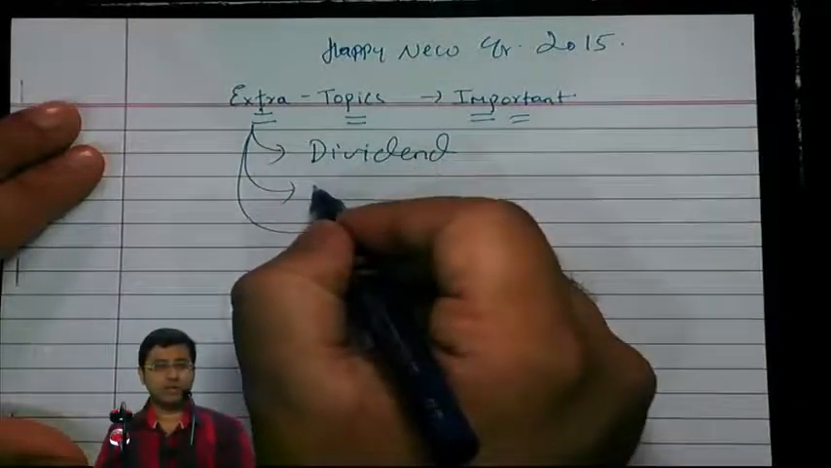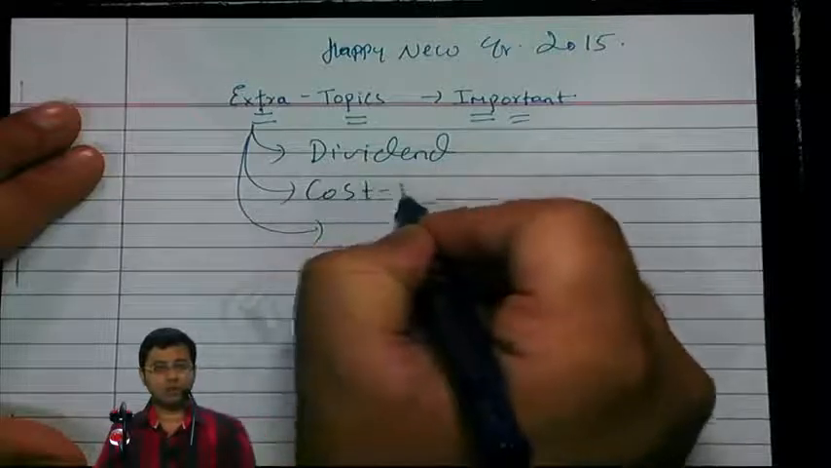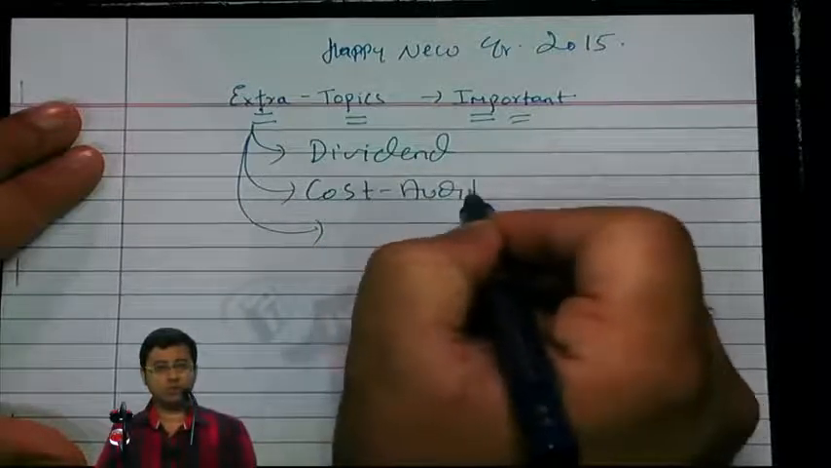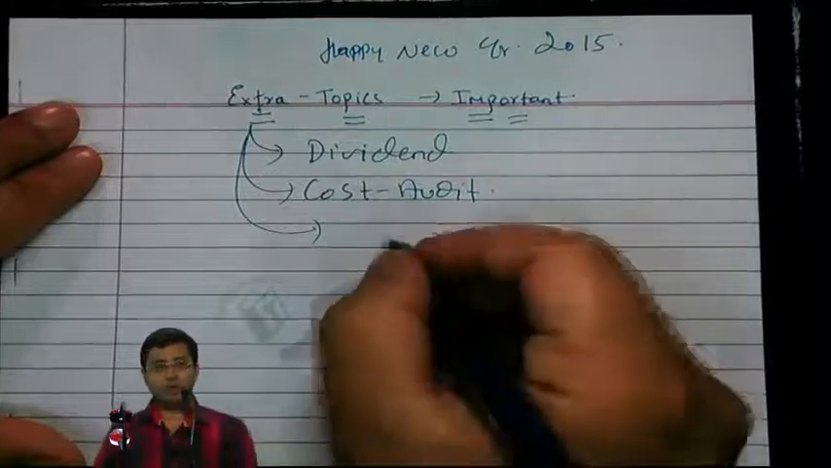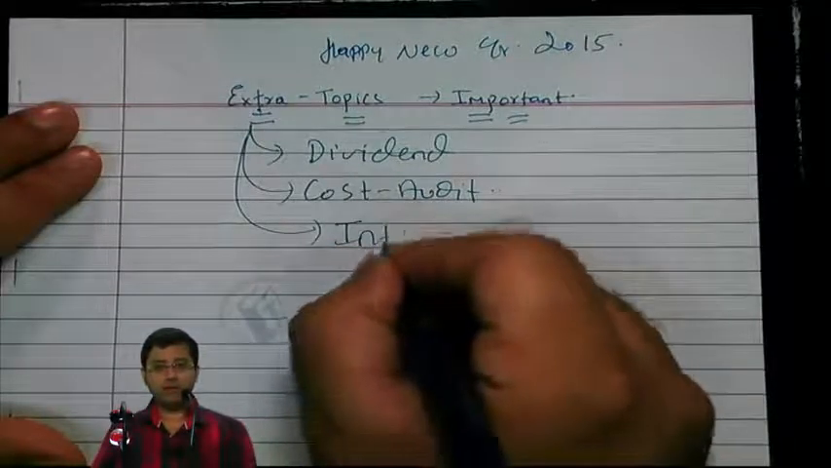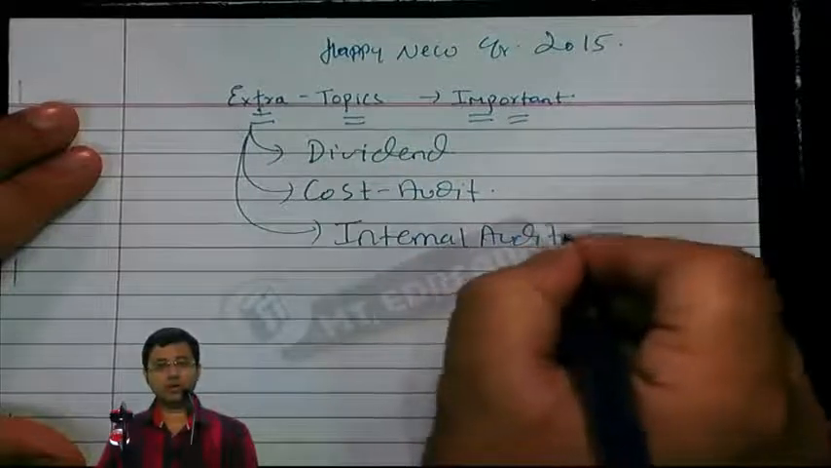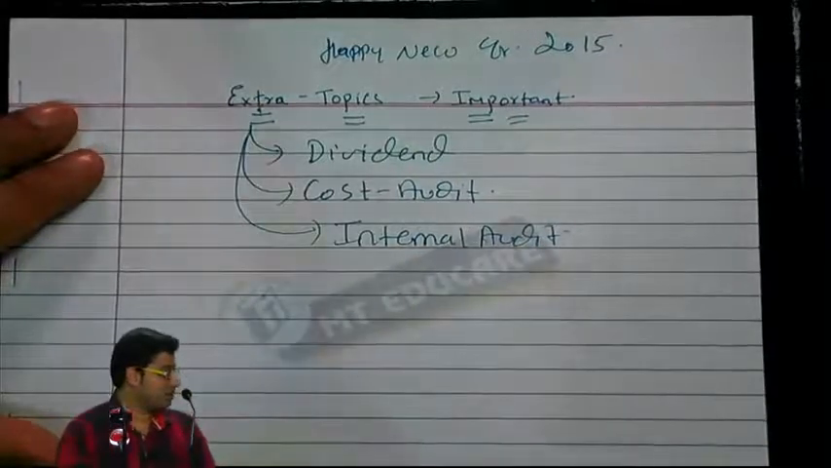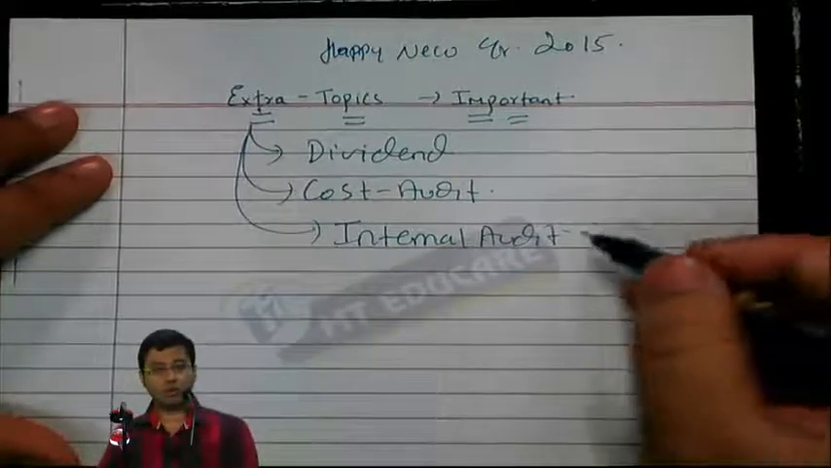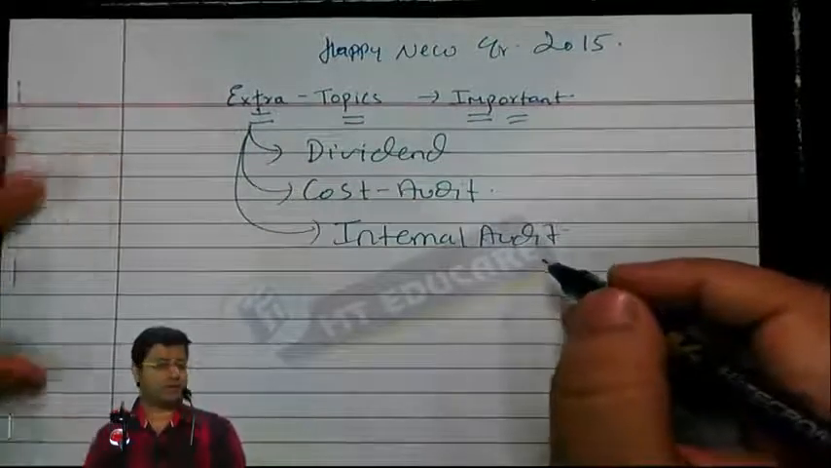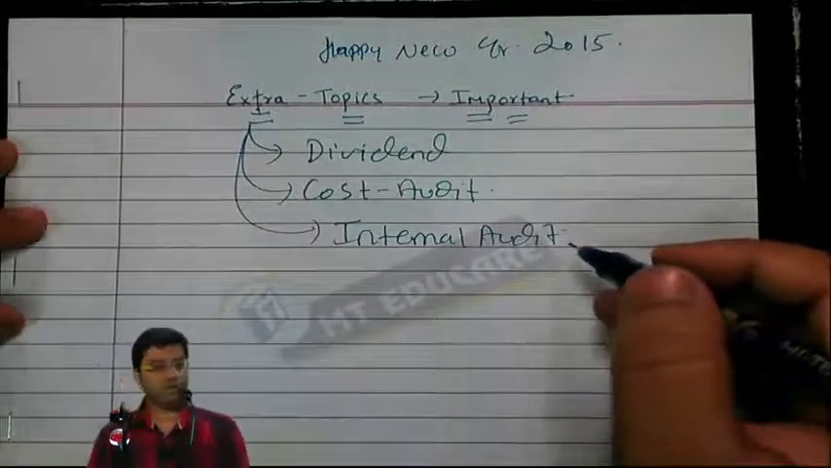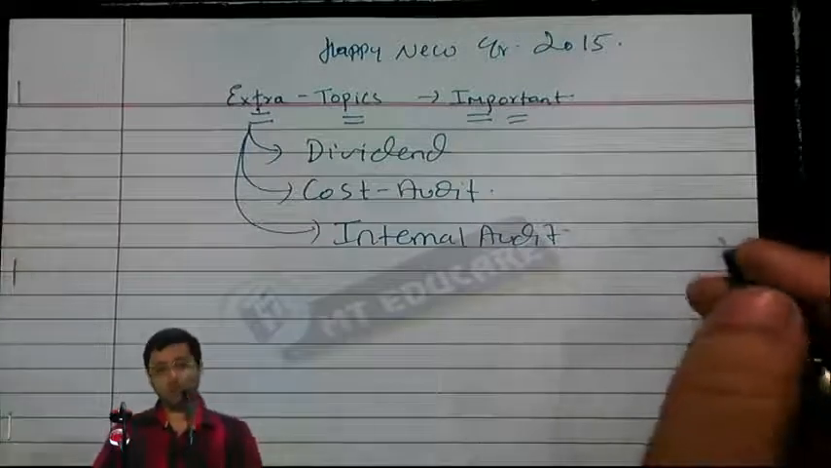The one question I can do on dividend with you will take me a long time to explain. Then there is one more audit which I want to cover, which is cost audit, and the third area which I want to cover today is internal audit. Now you would say, sir, internal audit is not new for us, we have already covered it. But even though you have covered internal audit, there are certain new points which I want to discuss, and I will make you delete the old points.